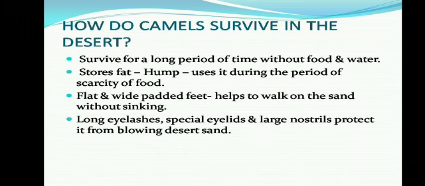See, when we people walk on the sand, what happens? Our feet sink into the sand. But camels have flat and wide padded feet. So it helps them to walk on the sand without sinking. And then, if the sand is blowing, what happens? Our eyes get irritated. But camels have long eyelashes and special eyelids and large nostrils to protect it from blowing desert sand.